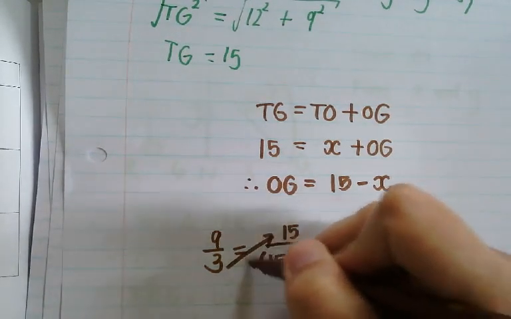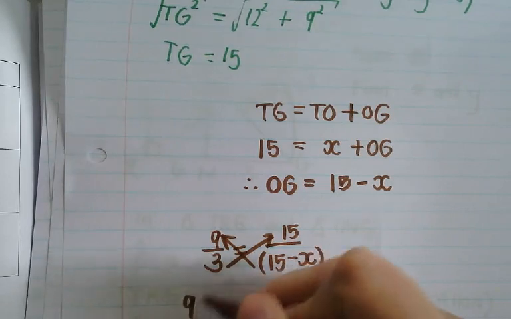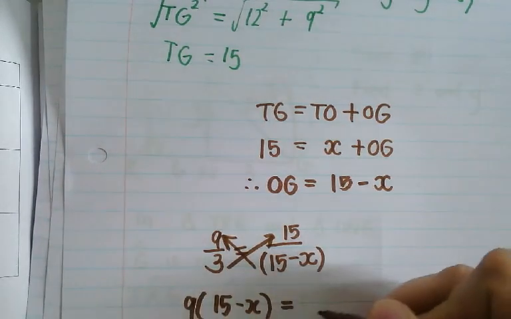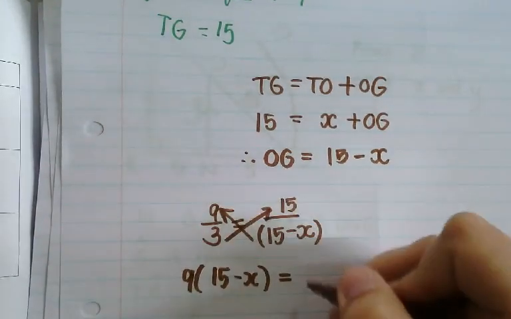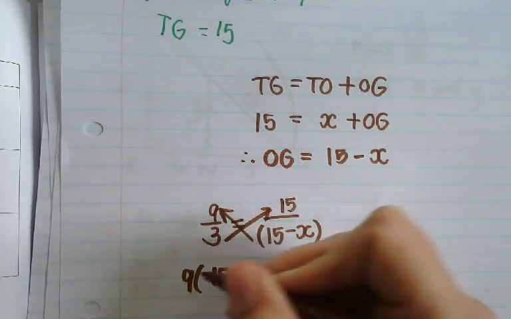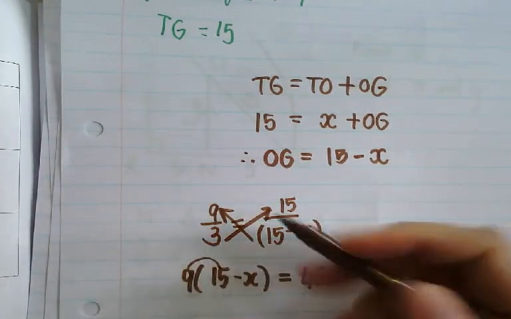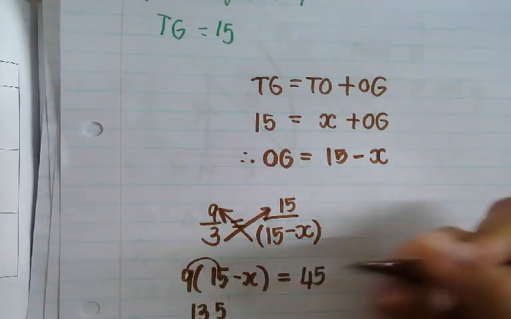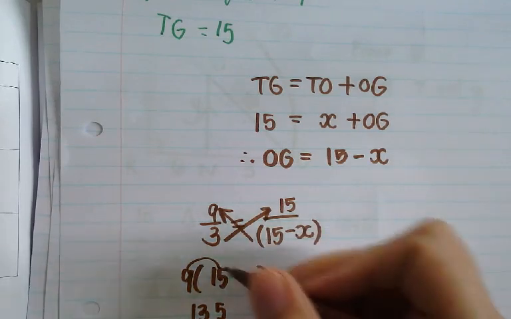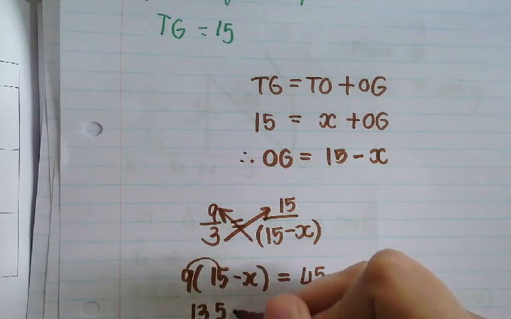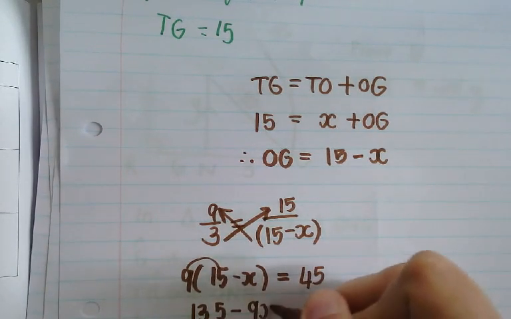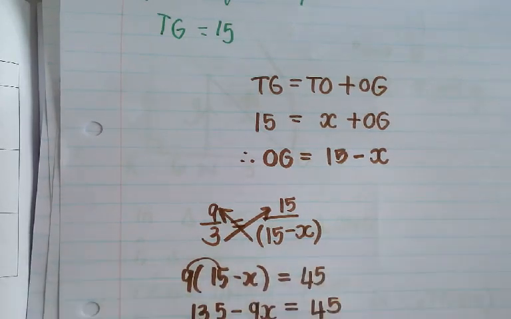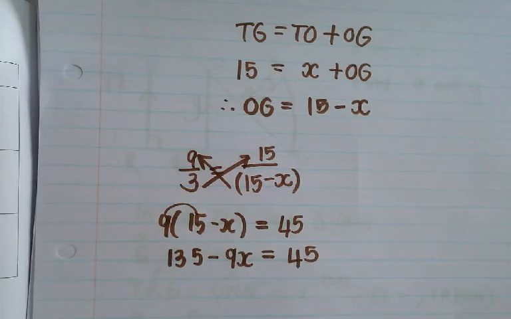Now I can cross multiply. So 9 times 15 minus x. 3 times 15 is 45. 9 times 15, I'm going to trust you on that one. I think I agree. And 9 times x. Isn't it negative x? 9 times negative x, negative 9x. Okay. Now what?